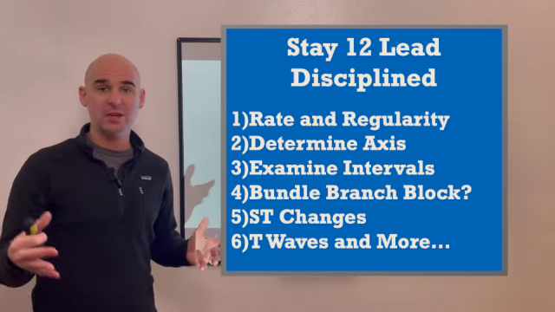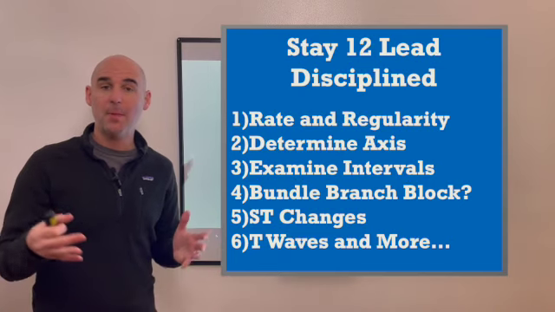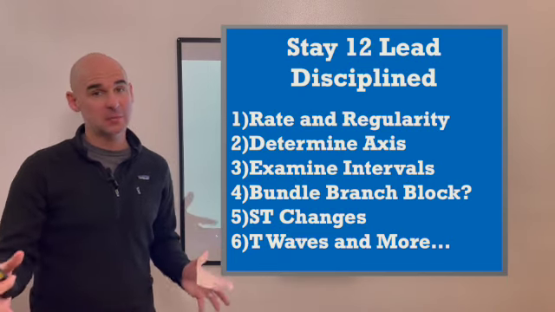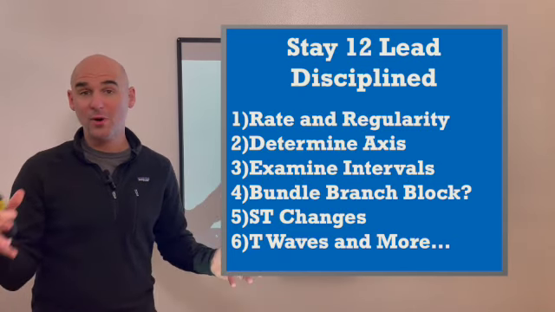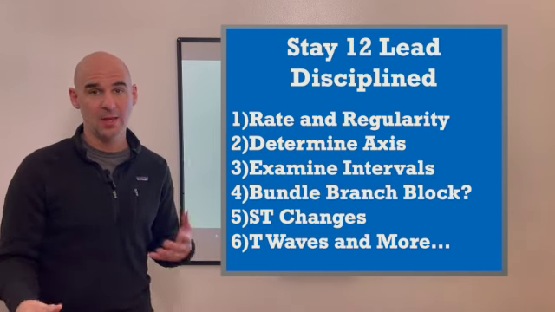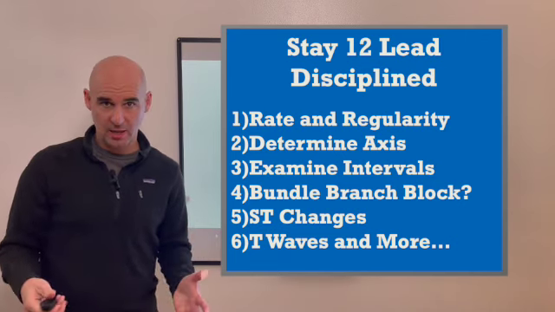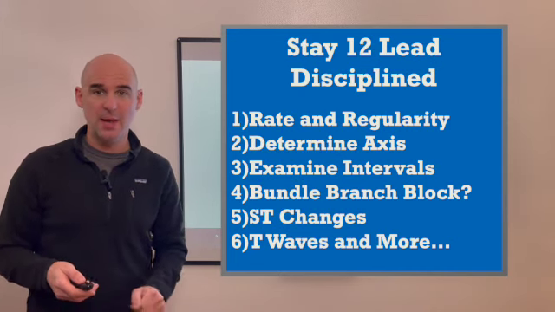The other thing that having a disciplined approach is going to do is allow us to not be intimidated by the 12-lead, because sometimes we can have a 12-lead that is very complex. We need to break that apart so that we can interpret it correctly the first time, and a disciplined approach is really going to help us do that. And today we're talking about rate and regularity, step one.